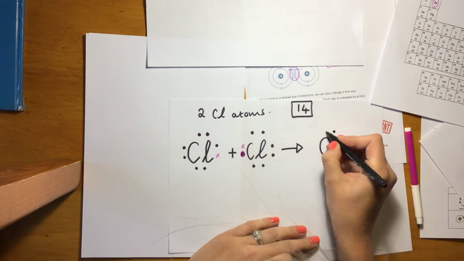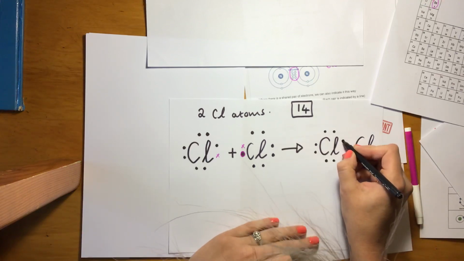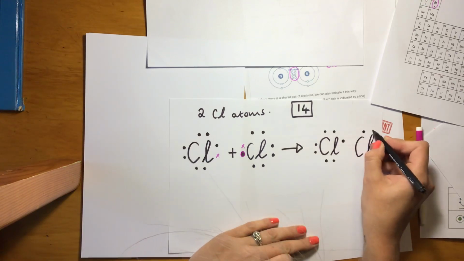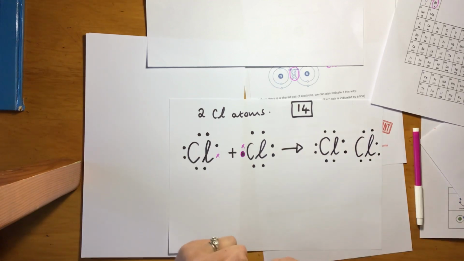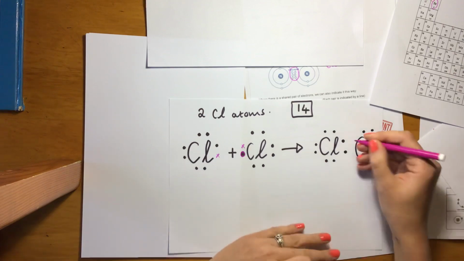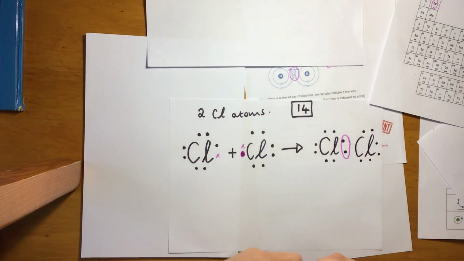1, 2, 3, 4, 5, 6, 7. So now you can see here, they are sharing electrons.